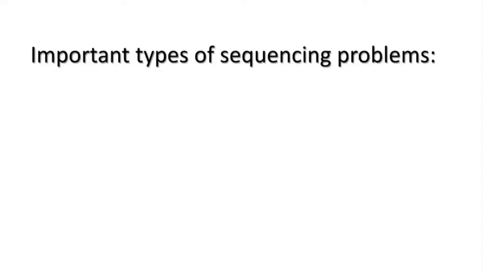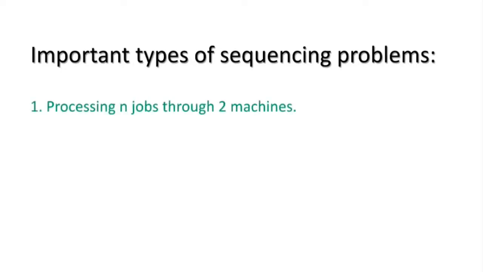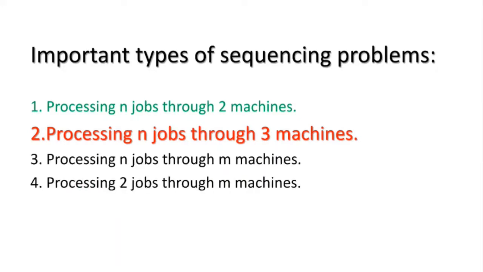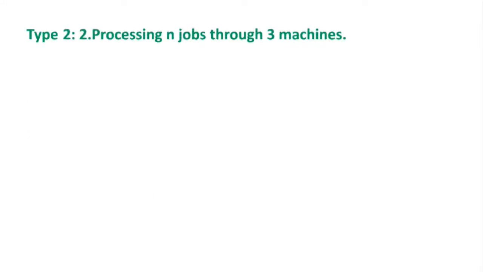As we are discussing the sequencing problems in operations research, we have already done processing n jobs through two machines in a previous video. So now we are going with processing n jobs through three machines, and in further videos we are going for n jobs through m machines and 2 jobs through m machines. So going forward for the type 2 problems, processing n jobs through 3 machines.